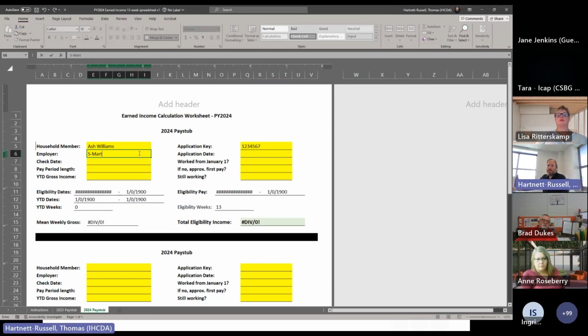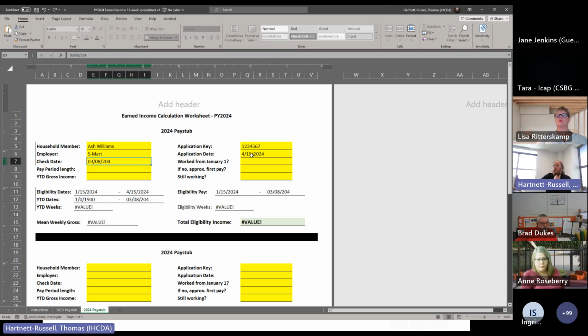Employer is helpful to put in, especially when there are multiple employers within a household, and especially if a single household member has worked with multiple employers during the past 3 months. Application date we said was April 15th. And we said the check date was March 8th.